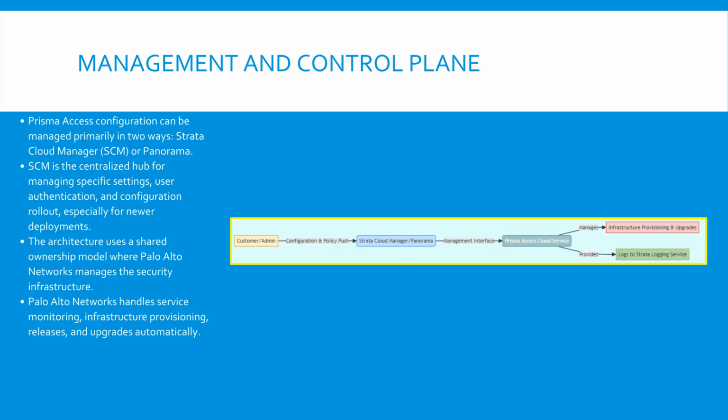Palo Alto Networks takes care of the infrastructure provisioning and upgrades, ensuring the system is always ready and up to date. All activities and traffic data processed by the service are then directed to the Strata Logging Service for centralized log analysis and forensics, a task managed by the customer. This clear separation of duties simplifies operations for the user, as the complexity of maintaining the underlying cloud resources is handled entirely by the vendor. This architecture allows the administrator to focus purely on security policy outcomes.